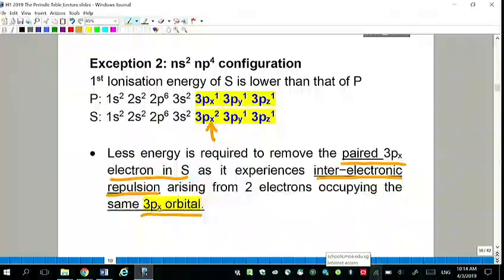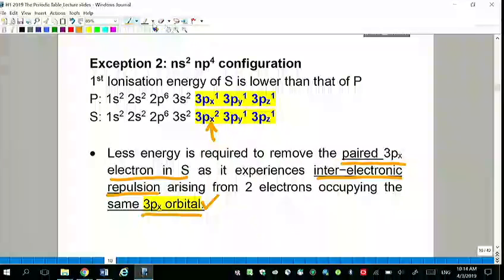Do not use the word subshell because your 3p subshell actually contains your 3px, 3py, and 3pz orbitals. This inter-electronic repulsion arises because of 2 electrons occupying the same orbital, not subshell. Please take note of the difference between these two.